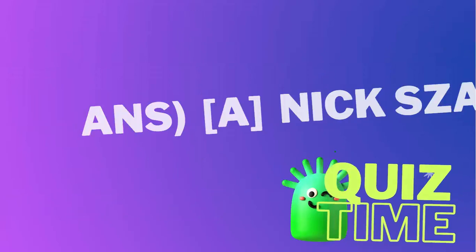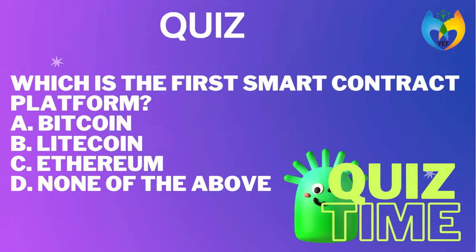Next question for all of you. Which is the first smart contract platform? Option A, Bitcoin. Option B, Litecoin. Option C, Ethereum. Option D, none of the above. Please mark the answers in the chat box.